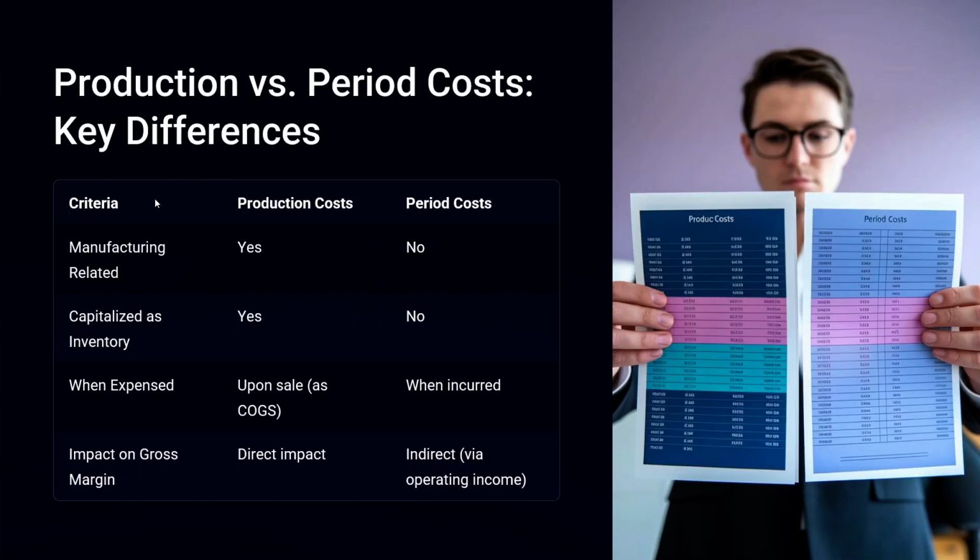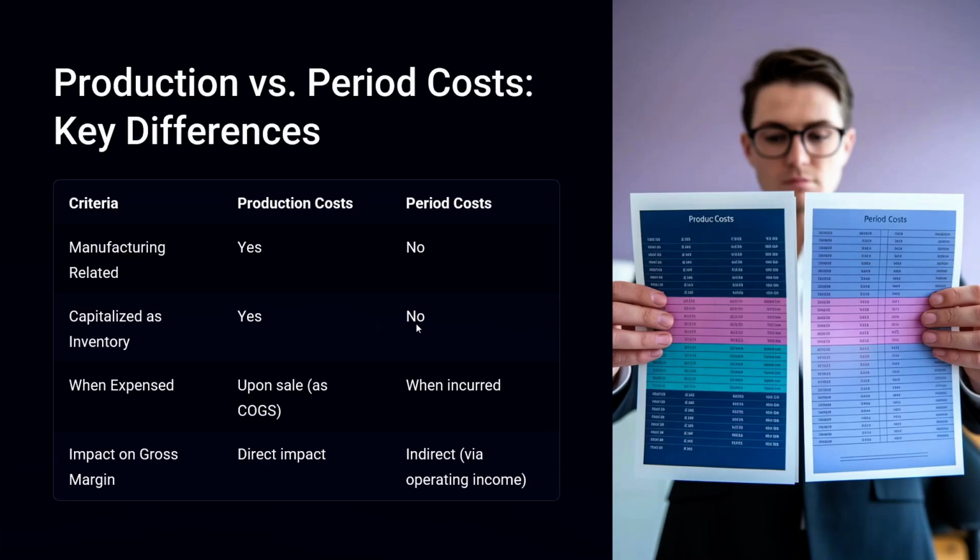To finish up, let's do a quick comparison between production and period cost. For the criterion manufacturing related, it's a production cost, and this is not a period cost. Capitalized as inventory: for production costs, of course, we need to capitalize these costs, and this is not the case for period costs.